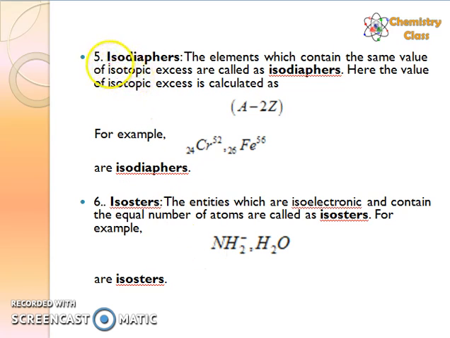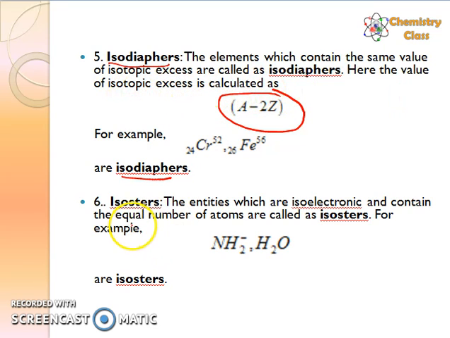Next important definition is isodiapher. The elements which contain the same value of isotopic excess are called isodiaphers, and the value of isotopic excess is calculated from the atomic number and the mass number. Here isotopic excess is calculated as A minus 2Z. For example, chromium with atomic number 24, iron with atomic number 26. These are the isodiaphers because they have the same value of isotopic excess.